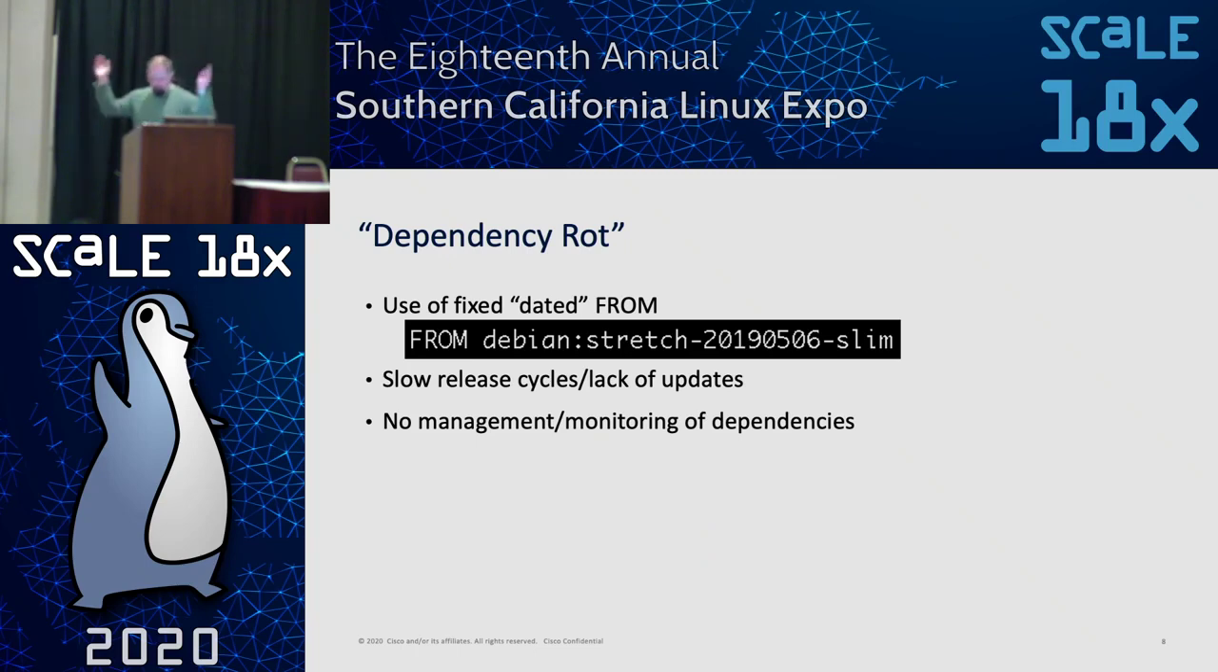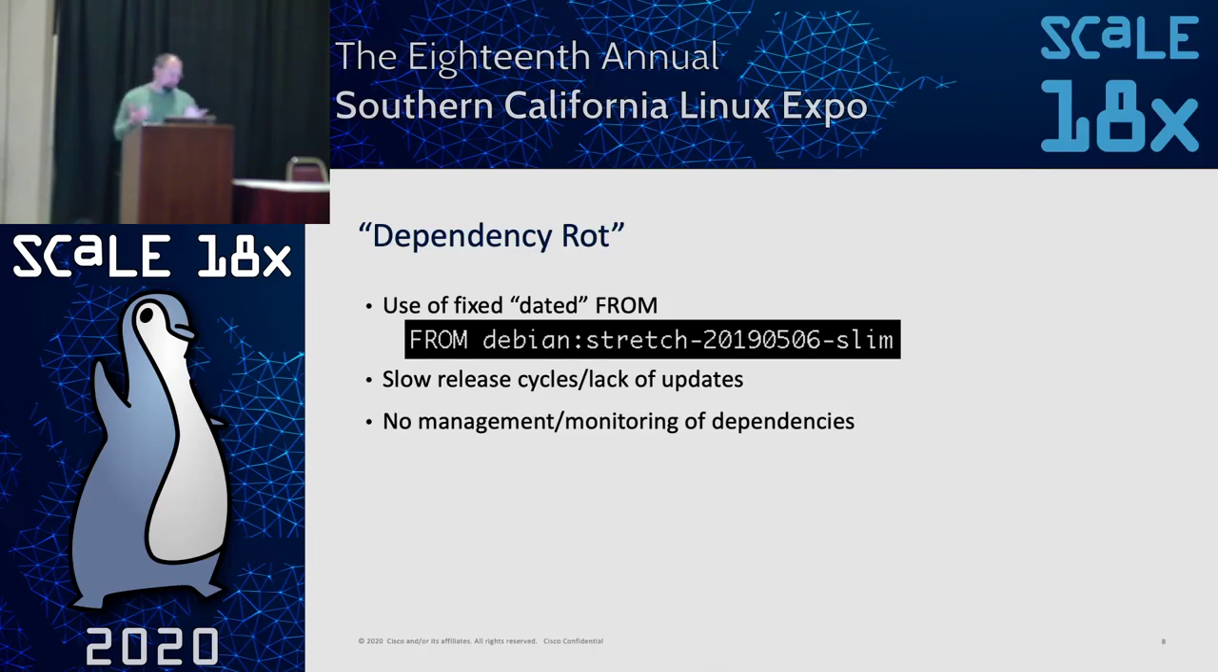Okay, so the first problem, the biggest problem, is what we call dependency rot. This is by far the single most common problem we see with containers. And this is caused by a number of things, but a very common one is someone says, well, I picked my FROM line, and I know it works, I'm just going to use that. And so I encounter things like this: FROM debian:stretch-20190506-slim. Yeah, that's a date stamp. That container is almost 10 months out of date. Guess what? There's more than a few CVEs in that base container.